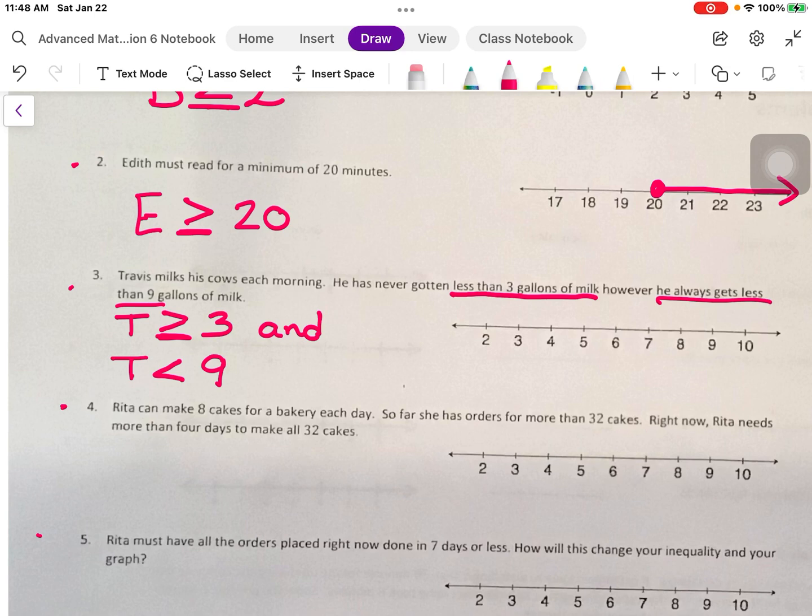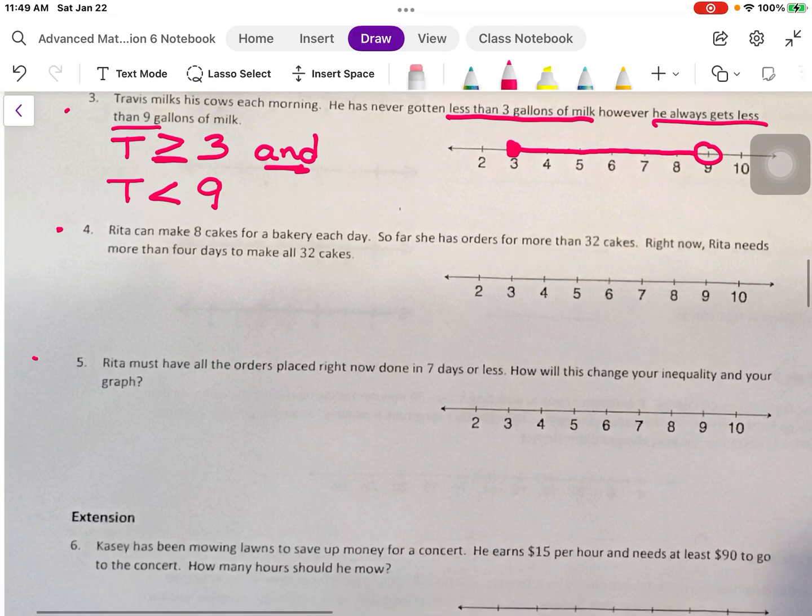So first I'm going to find the 3, color it in because it's an equal to. And I know it's greater than. And then I also have 9, which is open because it's not equal to. And it's got to be less than that. So that means my graph is going to connect like that because it's an and inequality.